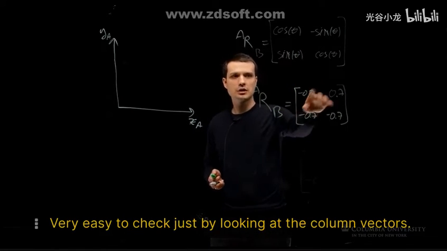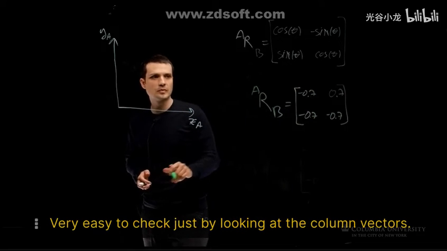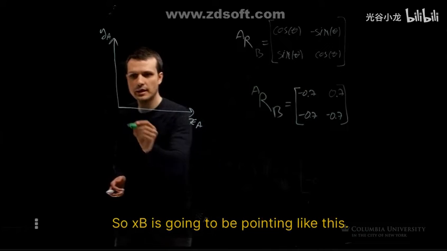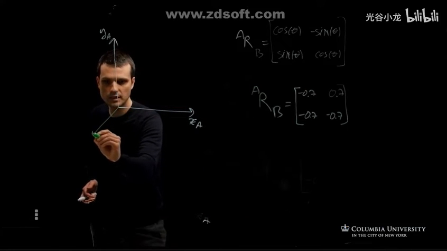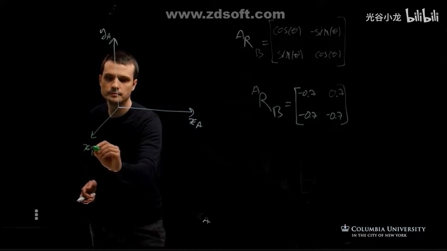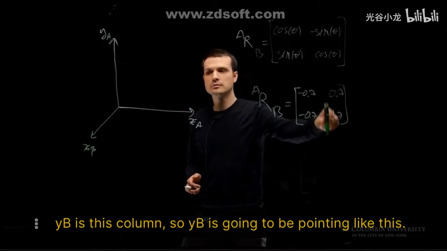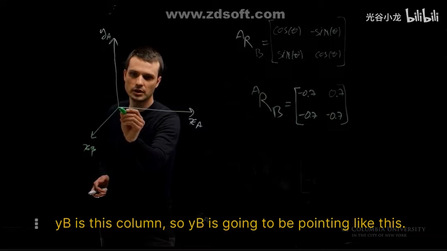Very easy to check just by looking at the column vectors. So XB is going to be this column. So XB is going to be pointing like this. YB is this column. So YB is going to be pointing like this.